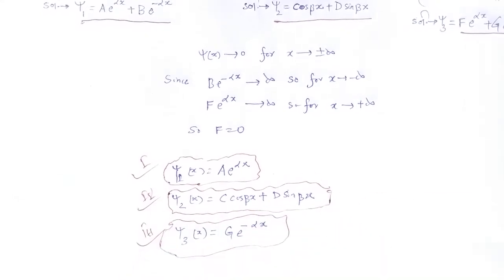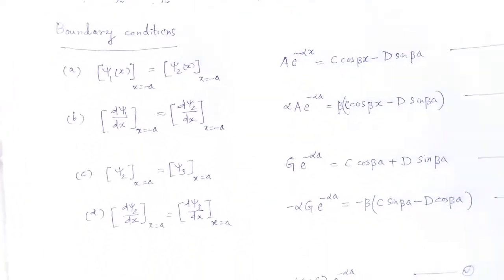Let us find out these amplitude terms. So A, C, D and G, these amplitude terms are to be derived. We have to implement the boundary conditions of the square potential. Let us introduce the boundary conditions.